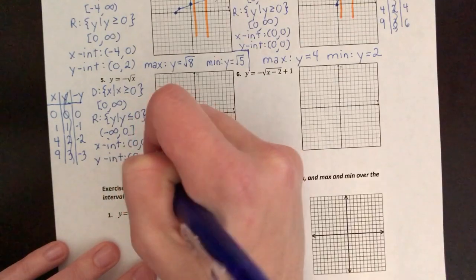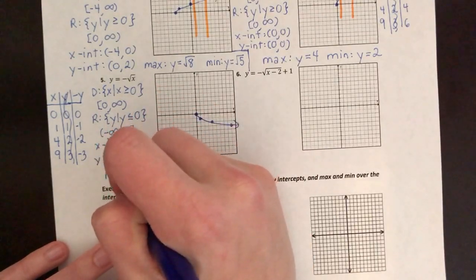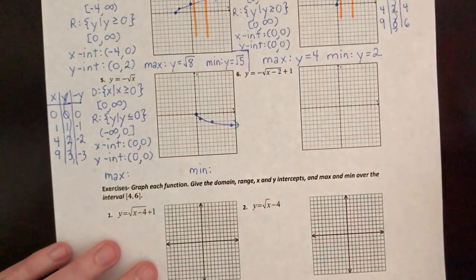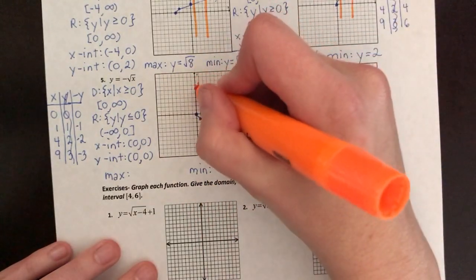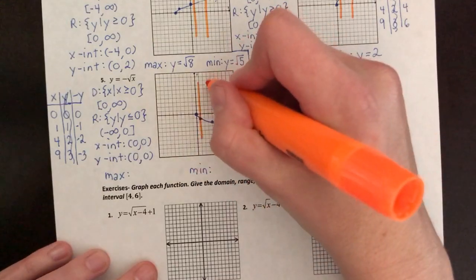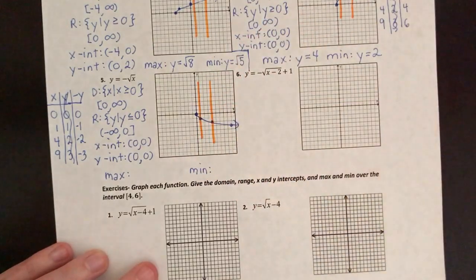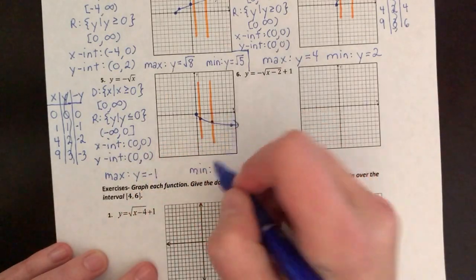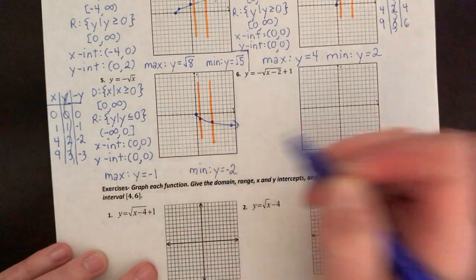Okay, and then let's look at the max and the min. We're talking still 1 to 4. So my max is y equals negative 1, and my min is y equals negative 2.